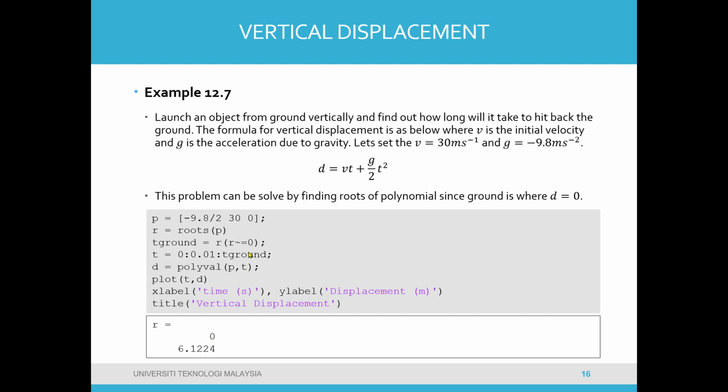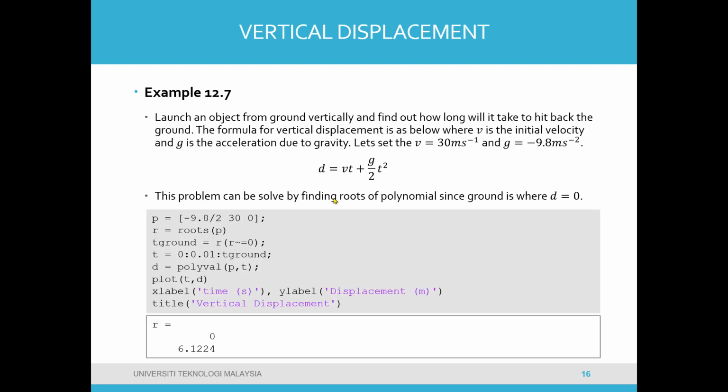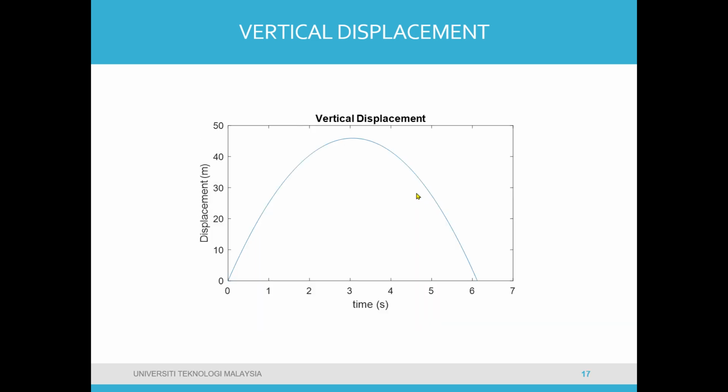This is a vector for polyval. You want to evaluate this and then plot it. This is the result. You can see here that over time it increases until a certain point, and then it drops back. So that is one application of polyval and roots, a combination of the two.